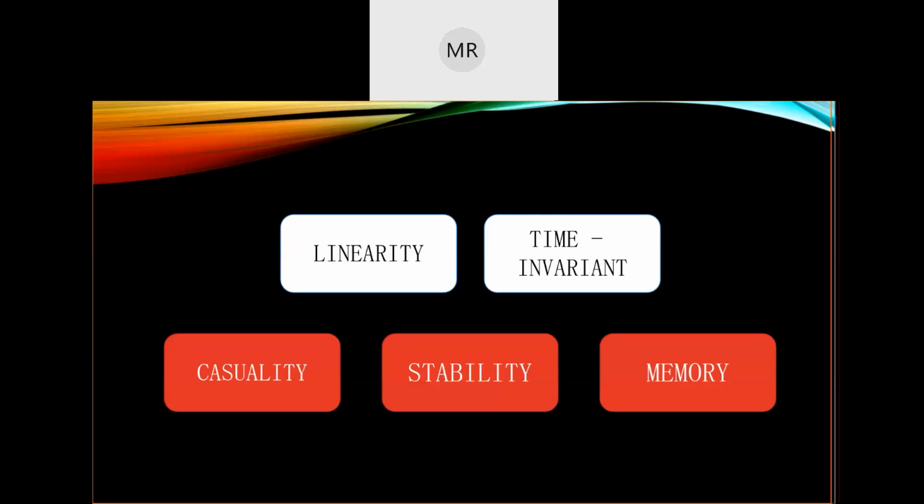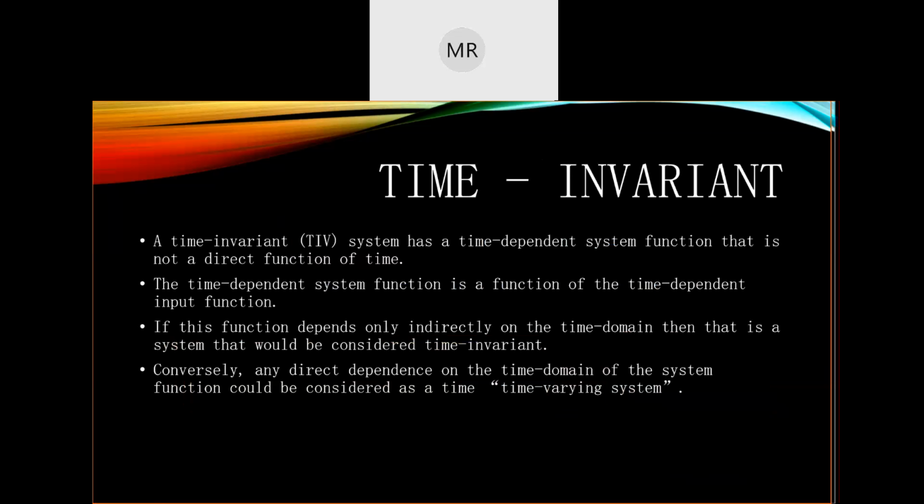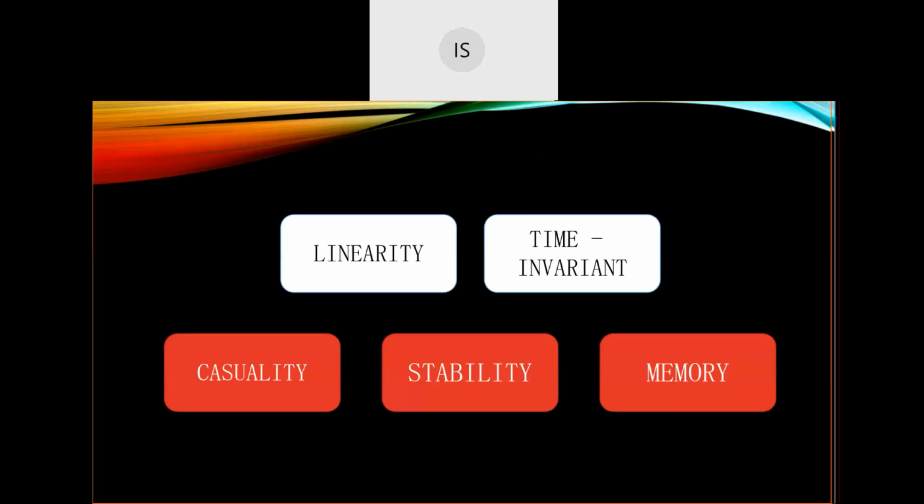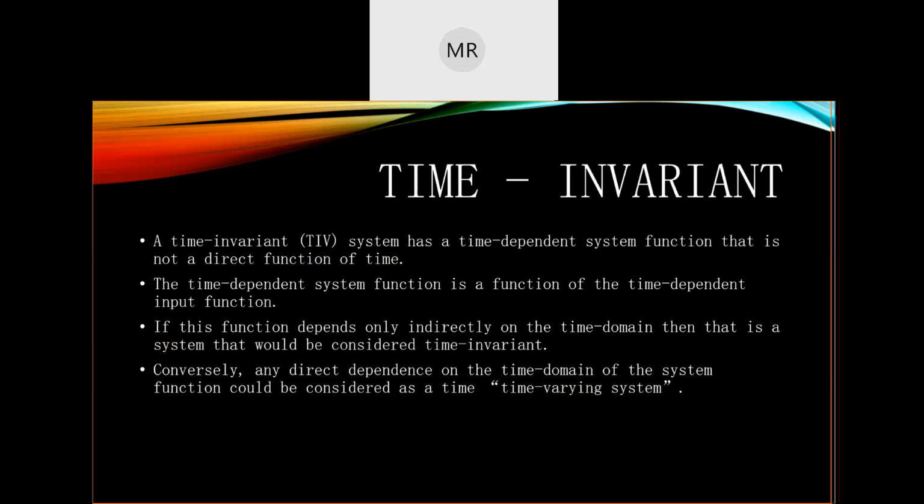So we will present two classifications of linear time invariant systems that we chose from five classifications. Next slide shows the five classifications: linearity, time invariance, stability, memory, and causality. From these classifications, we chose time invariance and stability.